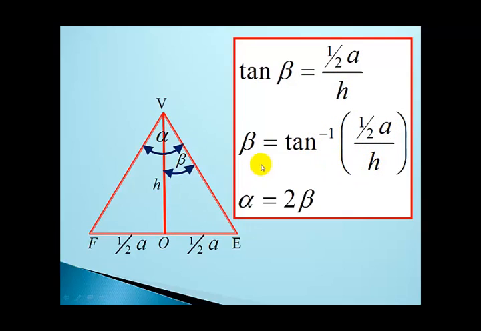Now, after beta has been calculated, we multiply the angle beta by 2, and our alpha is out, because twice beta is equal to alpha. So if you calculate beta, you only multiply the angle beta by 2, and your alpha is out.